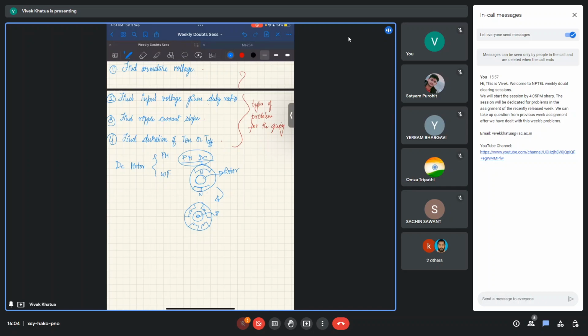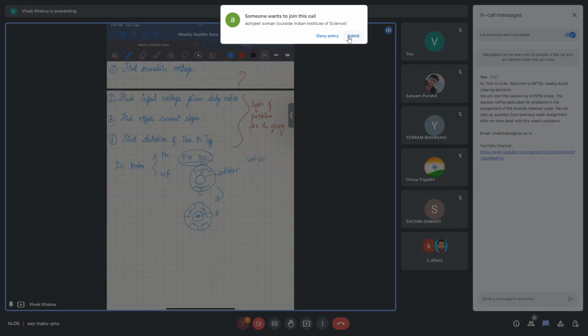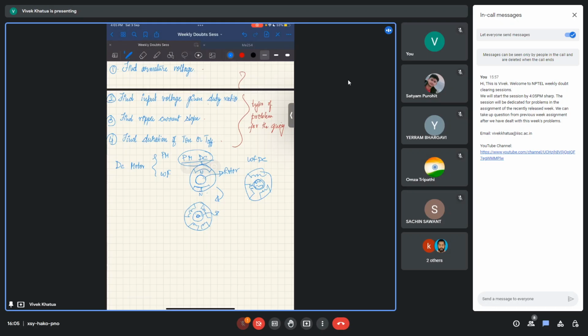The other kind is the wound field DC motor, where you will be having both your stator with coils that you can control, and your rotor will also have coils, or it will be a soft core. So let me admit a few people.